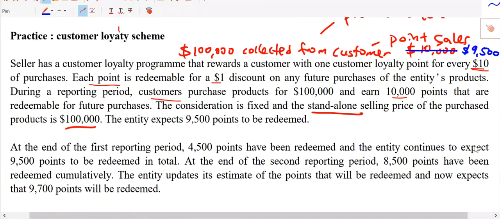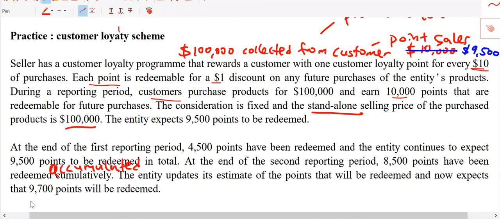At the end of the first year, 4,500 points have been redeemed. The seller continues to expect 9,500 points to be redeemed in total. At the end of the second year, 8,000 points have been redeemed cumulatively. Cumulatively means accumulated. The entity updates its estimate of the points that will be redeemed and now expects a total of 9,700 points to be redeemed.